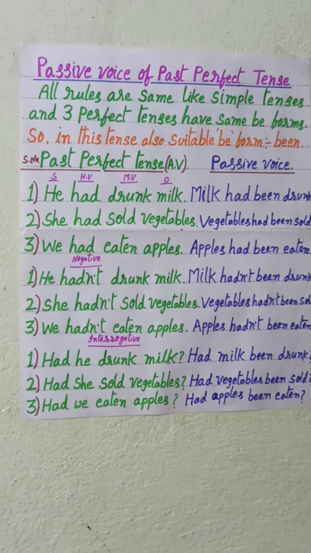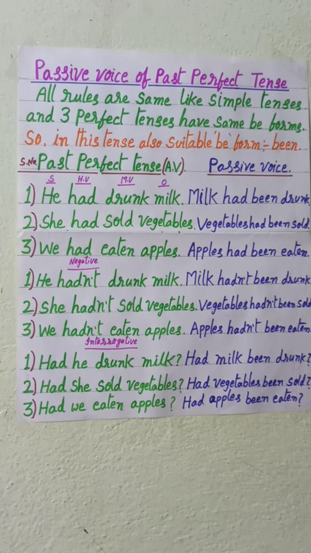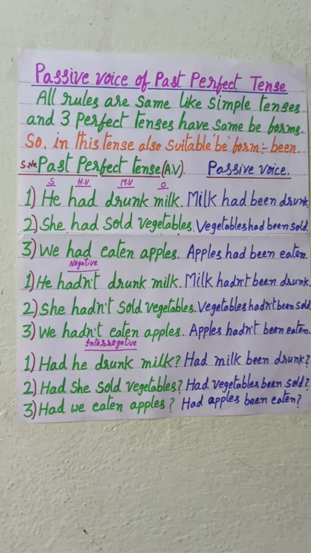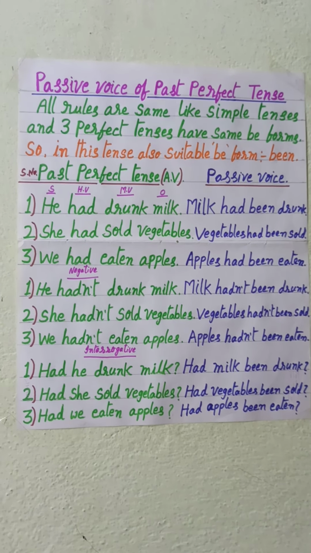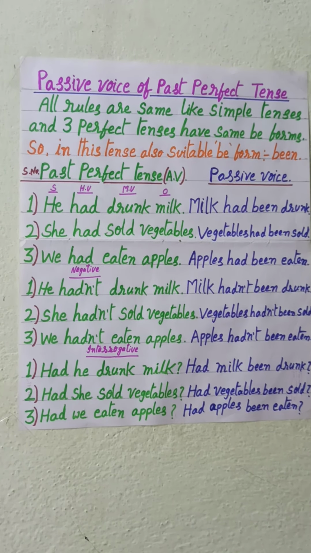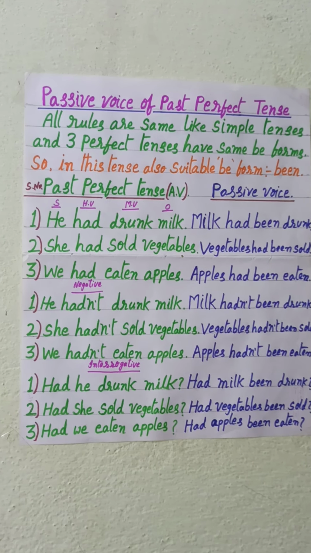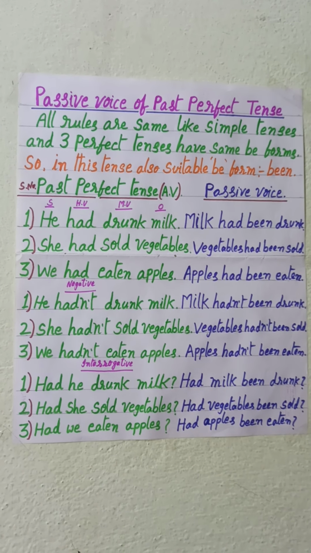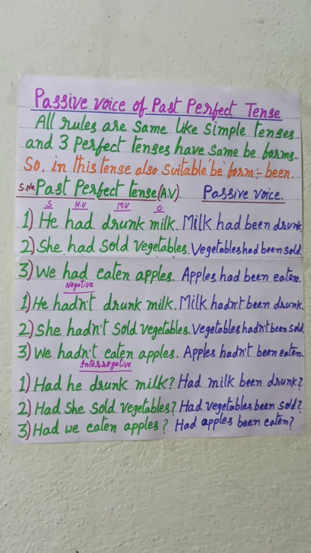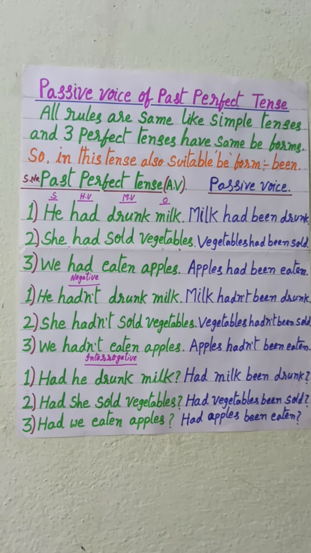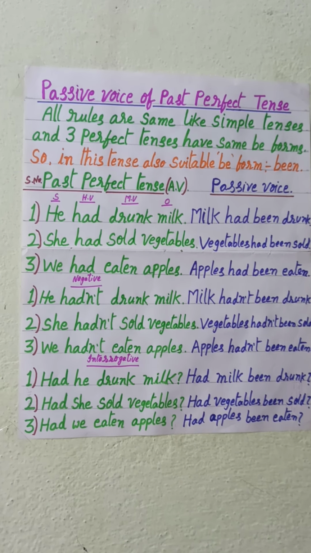For example, he hadn't drank milk. Here, you write contraction. That is, already we know had plus not is equal to hadn't. So it is he hadn't drank milk. In the passive voice, milk hadn't been drank.